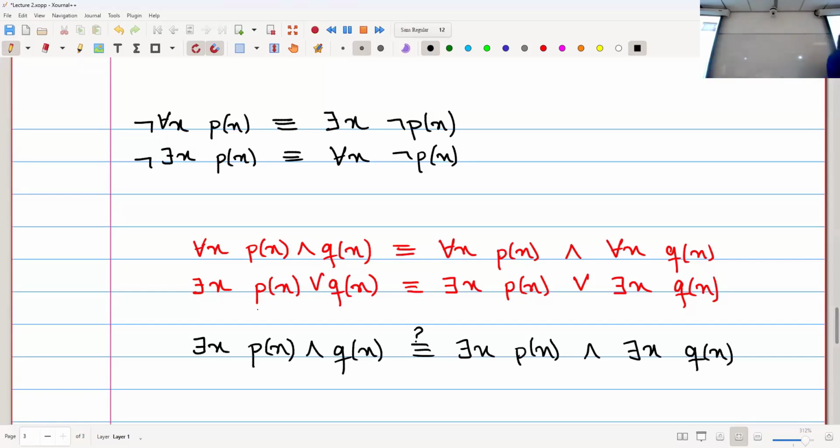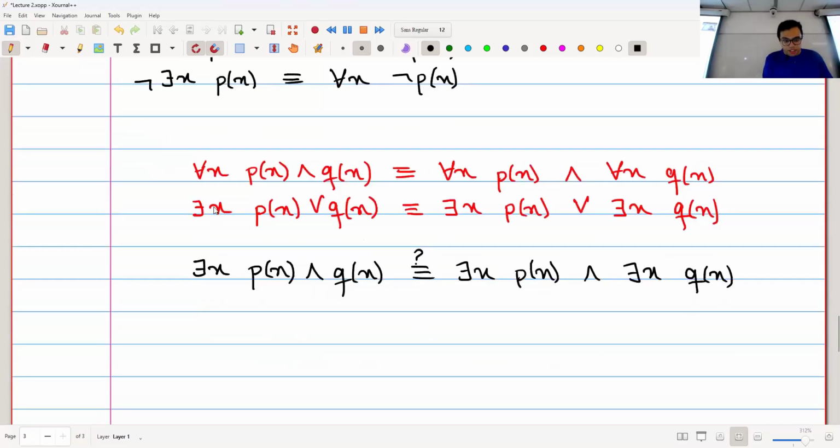Because this first one on the left is saying that there is some element x in my universe, and this same element at the same time satisfies both P and Q. But the one on the right is saying that there is some element that satisfies P, and there are probably other elements that satisfy Q. These are not the same. Okay. Let's give a simple example of this.